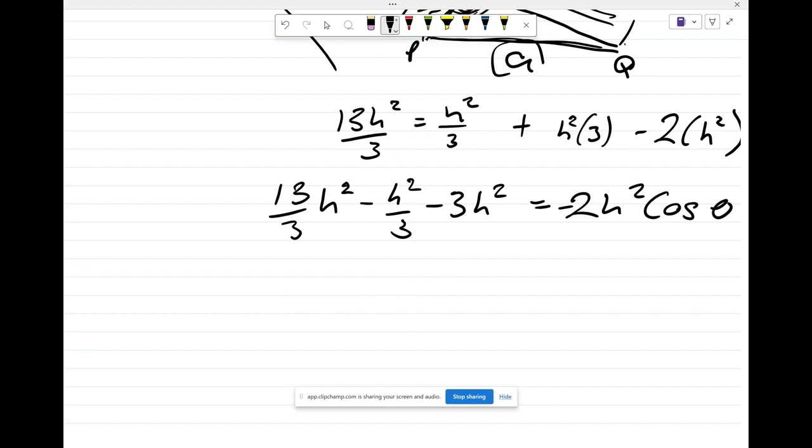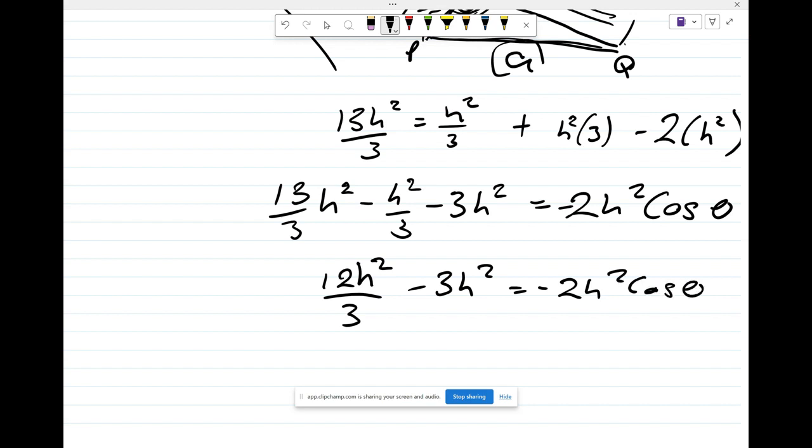So 13h squared minus h squared over 3 is going to be 12h squared over 3, because think of like a 1 there. So 13 minus 1 is 12. Minus 3h squared is equal to minus 2h squared cos theta. How are we going to add these? Well, one thing we could do is multiply everything by 3. Actually, the 12 will divide by 3 anyway. So 12 divided by 3 is going to be 4. 4 minus 3h squared is just 1h squared. Is equal to minus 2h squared cos theta.